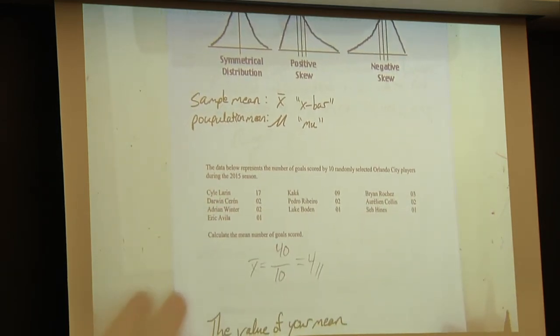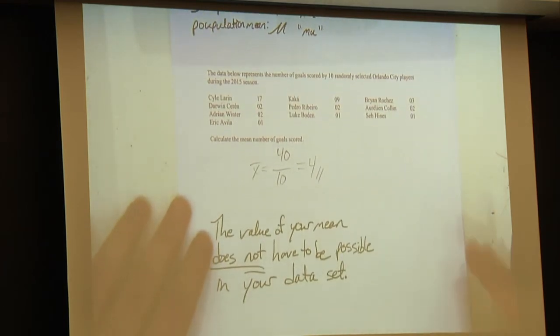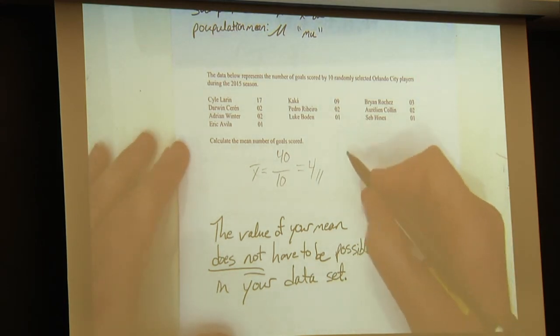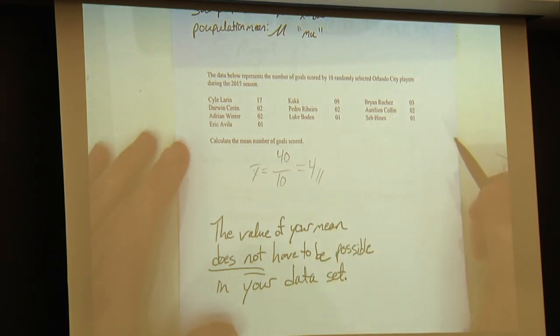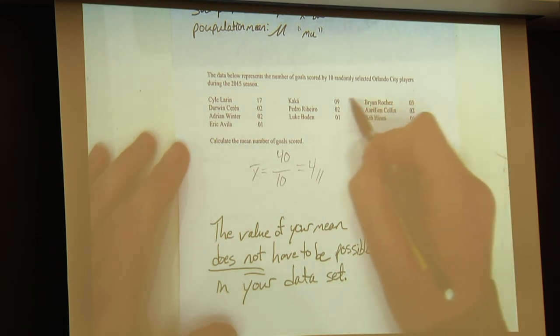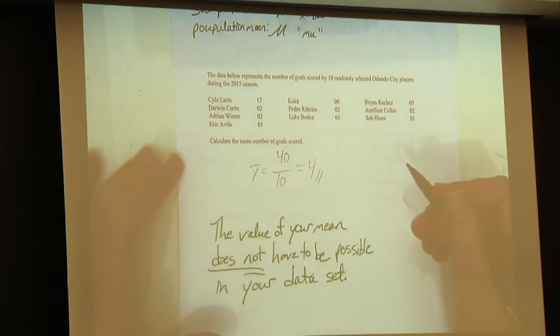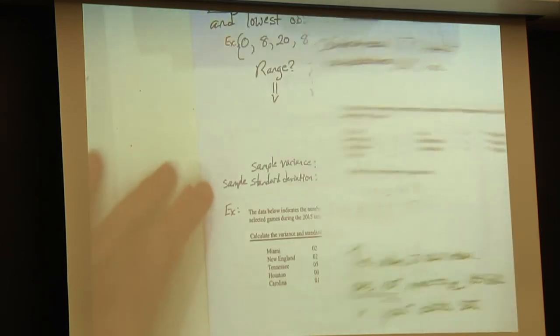Quick note, this might come up as a question. The value of your mean for your sample does not have to be possible in your data set. So a good example is this problem. Our mean worked out to 4, and I don't see any data number here at all that comes out to 4, right? So just because your mean is 4 doesn't mean you had to have a 4 in the data set. That makes sense? Cool. Onward and upward.